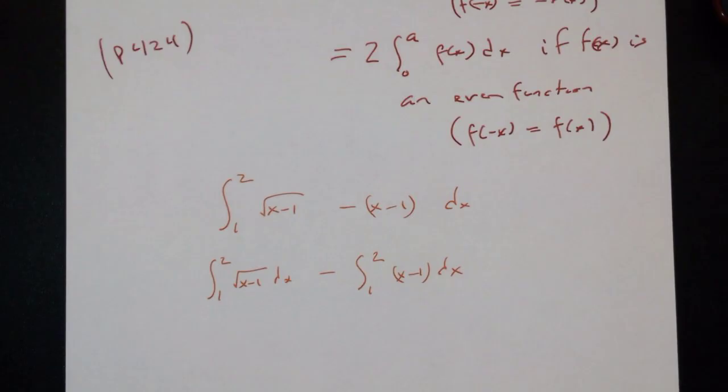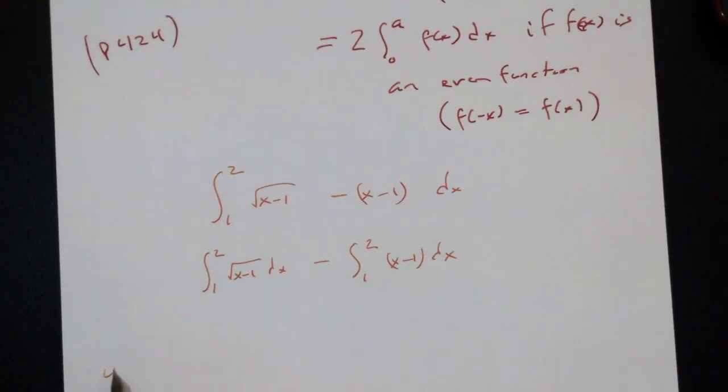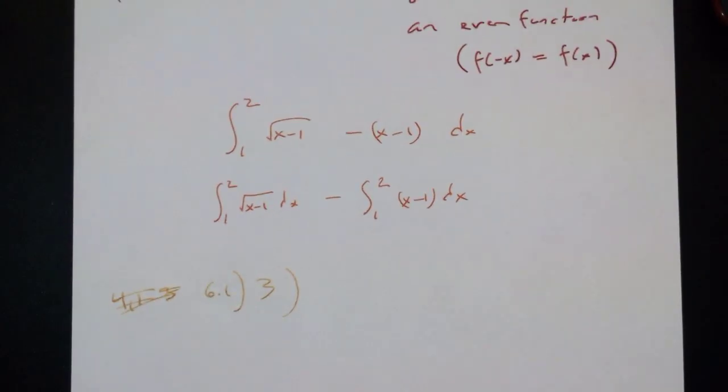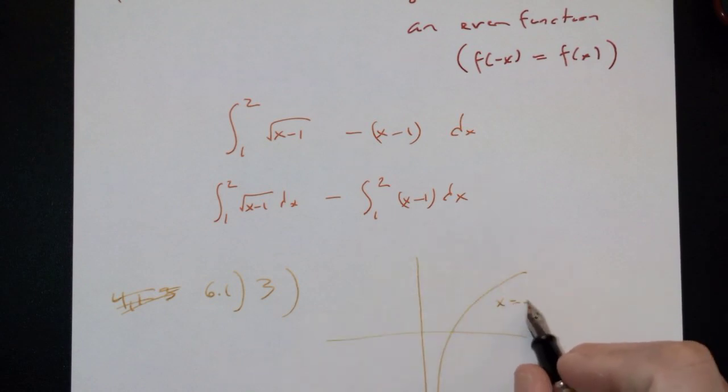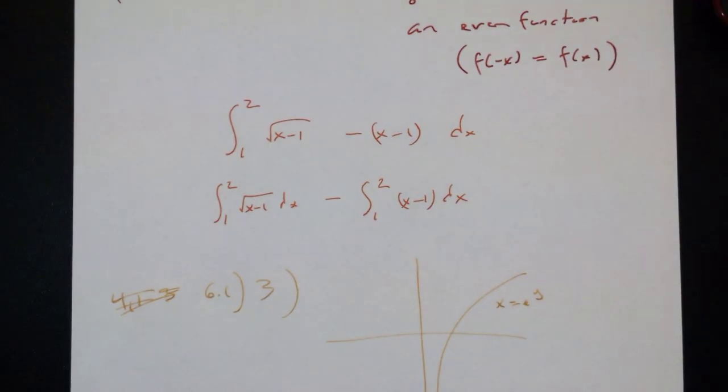Well, let's look at 3. 6.1 number 3 has x equals e to the y. It has a parabola, x equals y squared minus 2. And then it goes from -1 to 1.